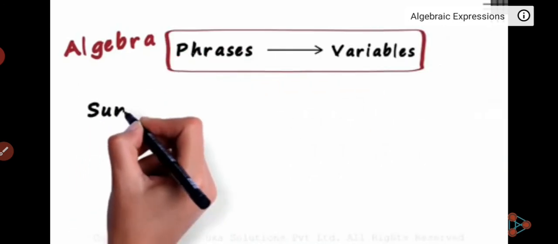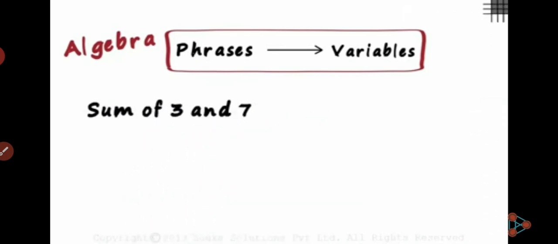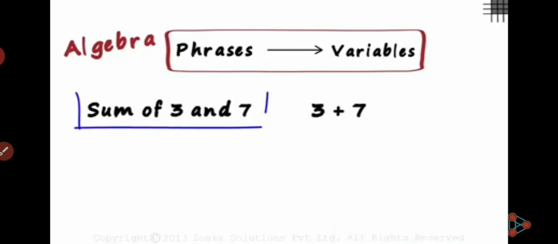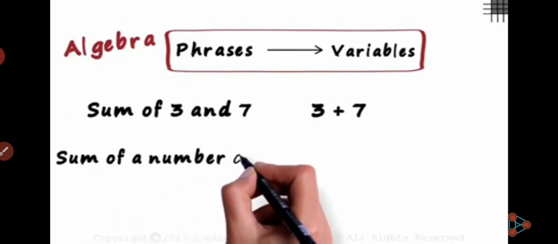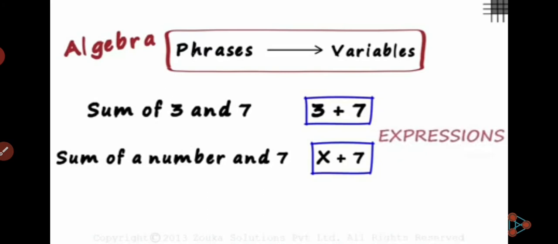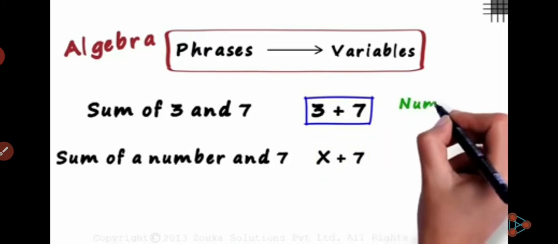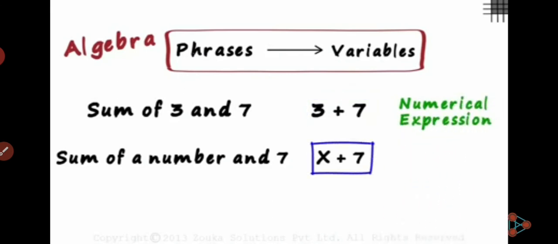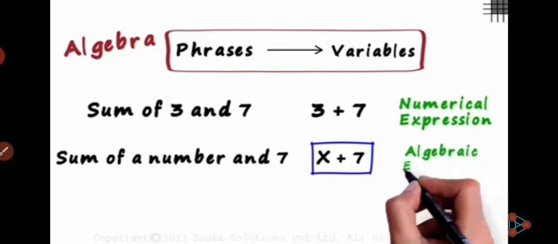How do we write the sum of 3 and 7 using numbers? We just write it as 3 plus 7. Let me modify the question a bit. How do we write the sum of a number and 7? Since this number is unknown, we use a variable in its place and write it as x plus 7. Both of these are called expressions. As the first involves only numbers, it's called a numerical expression. And because the second involves variables, it's called an algebraic expression.